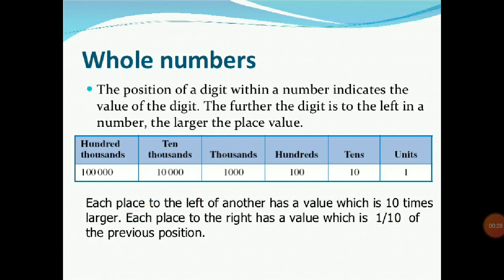The position of a digit within a number indicates the value of the digit. The further the digit is to the left of a number, the larger the place value. For example, unit place, tens place, hundreds, thousand, 10,000 and 100,000. Here each place to the left of another has a value 10 times larger. Each place to the right has a value which is 1/10 of the previous position.